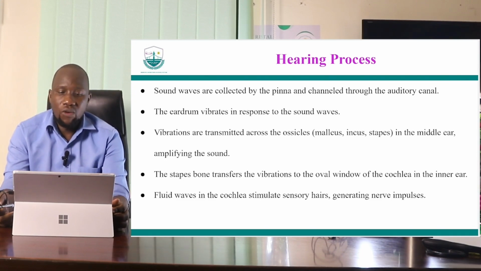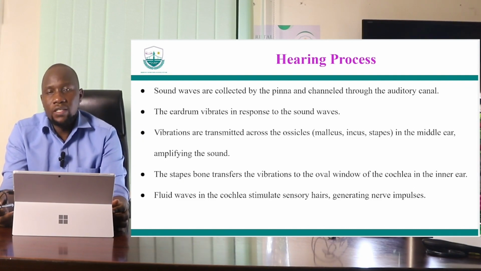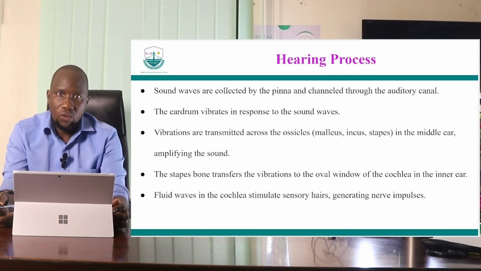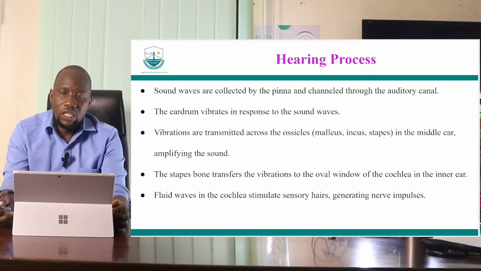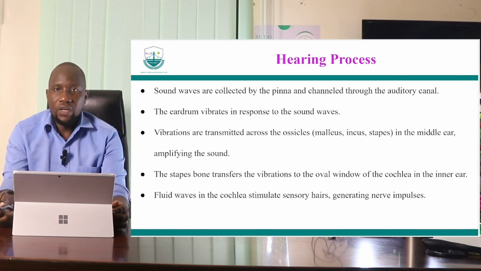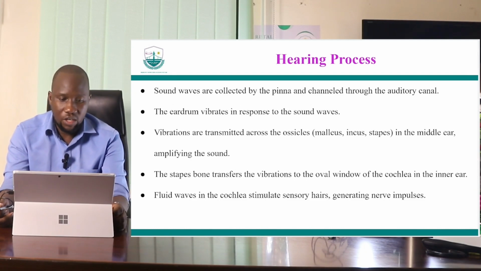Okay, the vibration of the oval window disturbs the fluid in the cochlea, and within the cochlea we already know that we have sensory hair cells that will generate impulses, and these will be sent through the auditory nerve to the brain for interpretation.